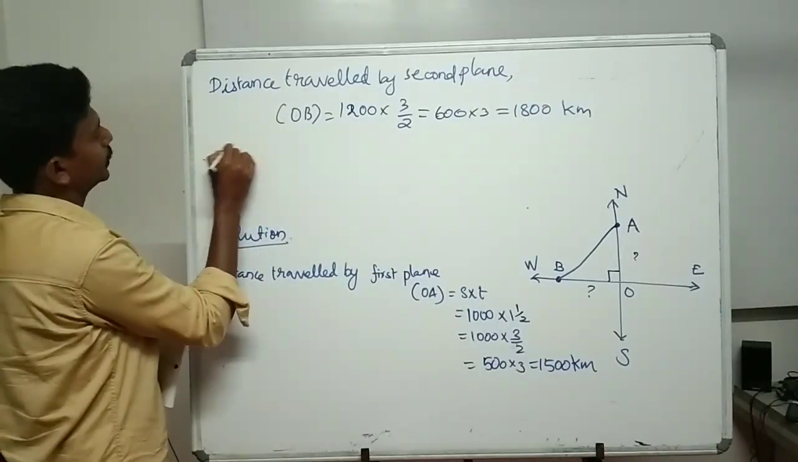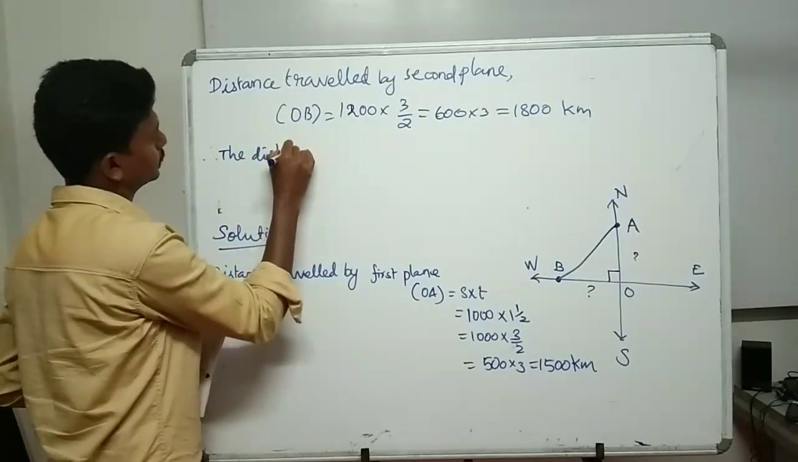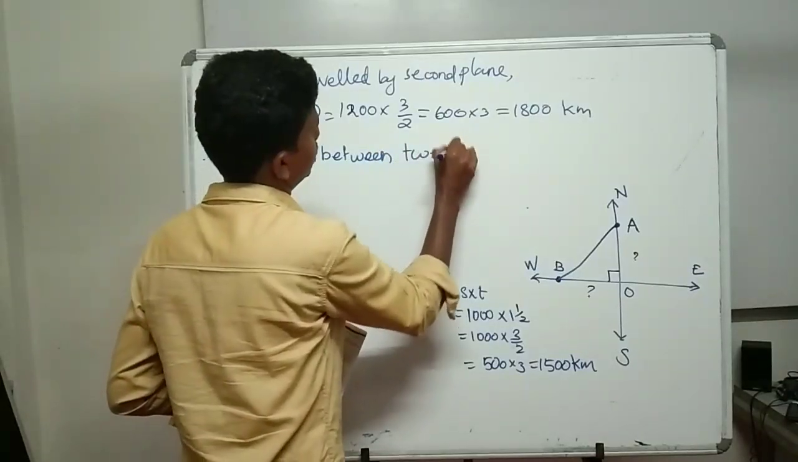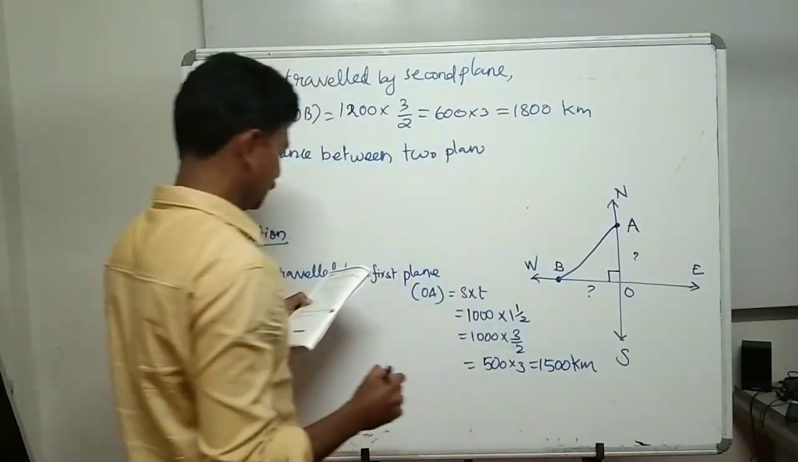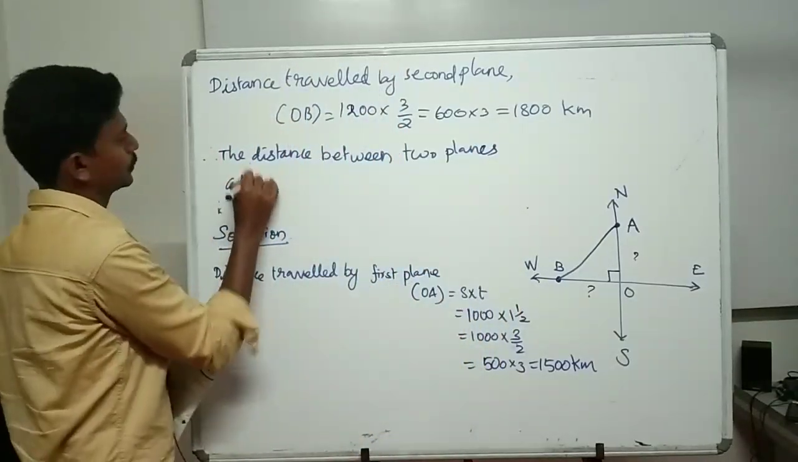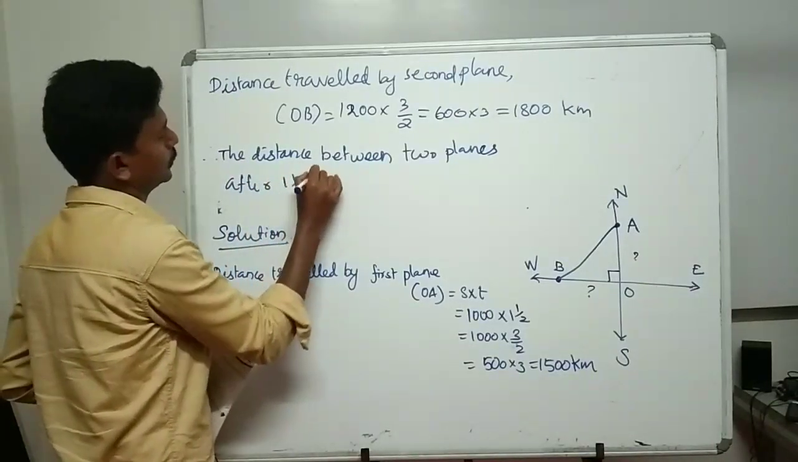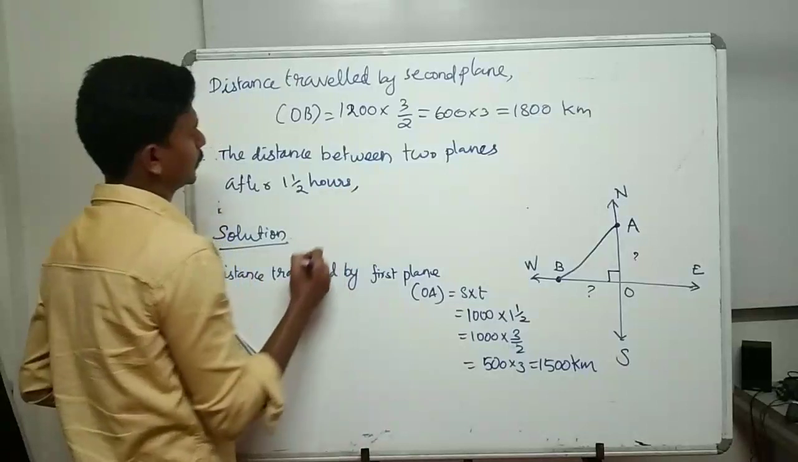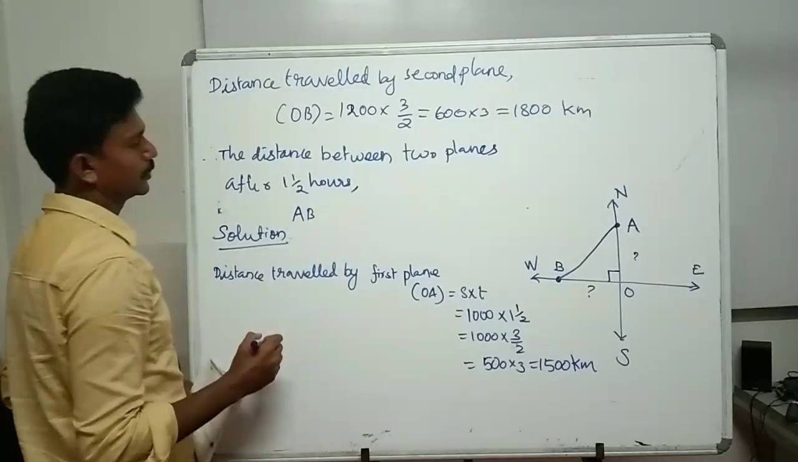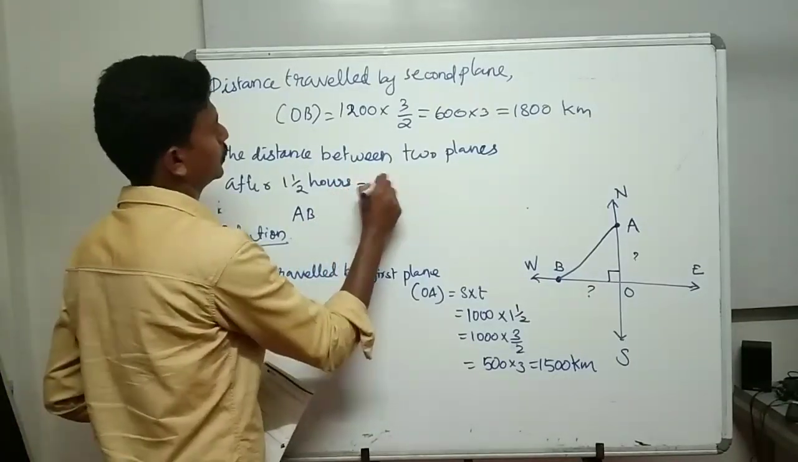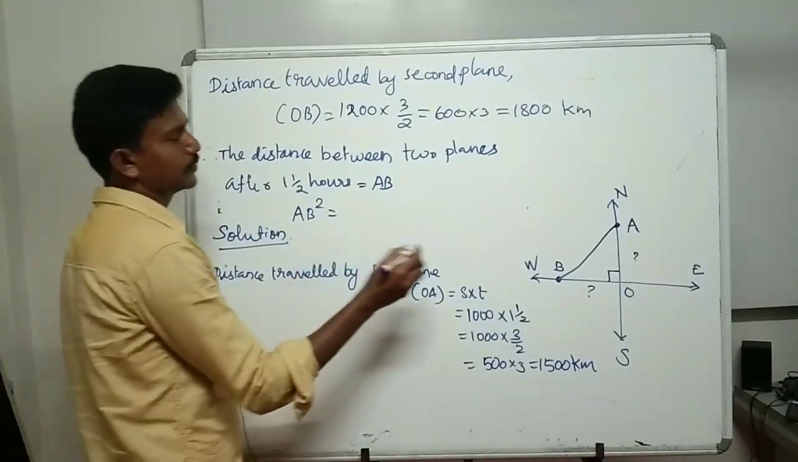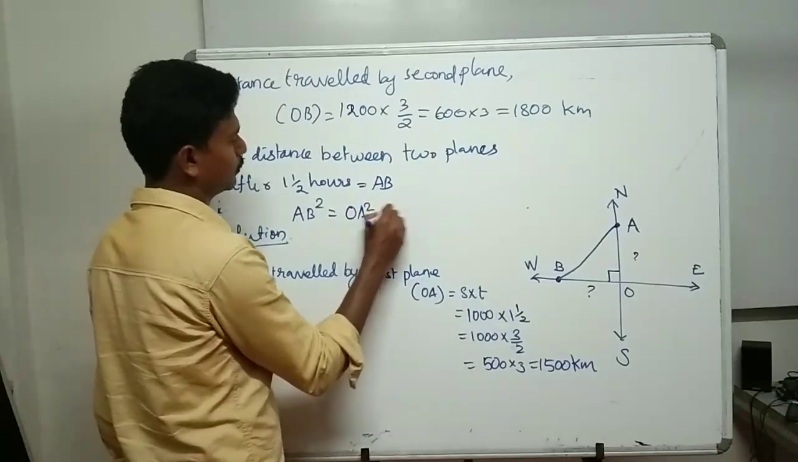Now, therefore, the distance between the two planes after 1.5 hours is nothing but AB. Which we can calculate: AB square is equal to, using the Pythagoras theorem, OA square plus OB square.